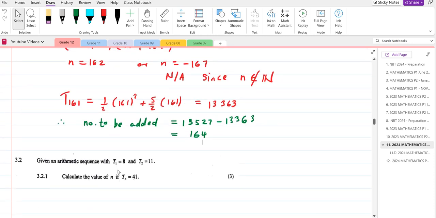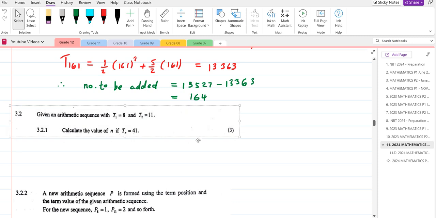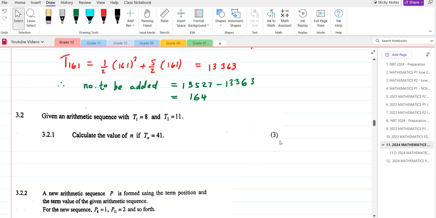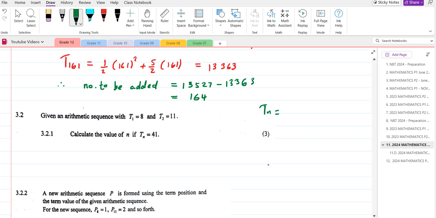Next question. Given the arithmetic sequence, we got term 1 which is 8, right? Term 1 is 8 and term 2 is 11. Remember, Tn is equal to a plus n minus 1 d. So what is term 8? Term 8 is a plus 7d. And what's term 2? Term 2 is a plus d. And term 2 is 11, right? Term 1 is 8.